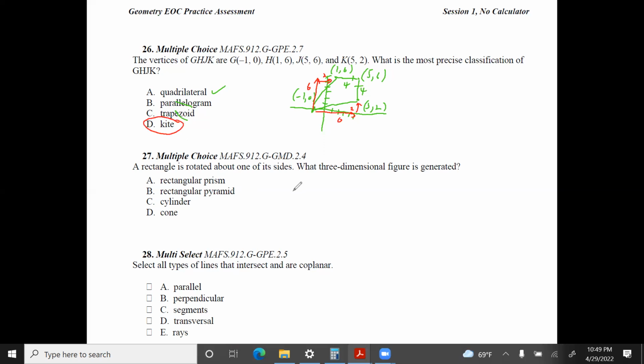On 27, a rectangle is rotated about one of its sides. What three-dimensional figure would it generate? So if I had a rectangle, and let's say I rotate it around this line. Well, I'm going to get the same thing on the other side, but it's going to do that by going in a circular motion. There and around. Same thing on the bottom. There and around. And again, this is a cylinder, which is option C.